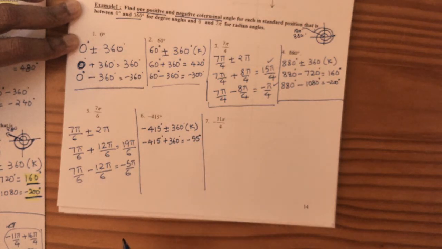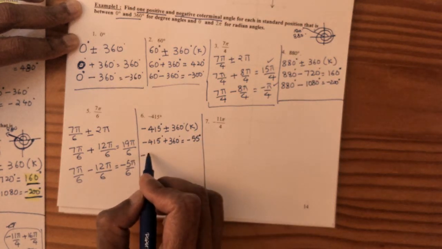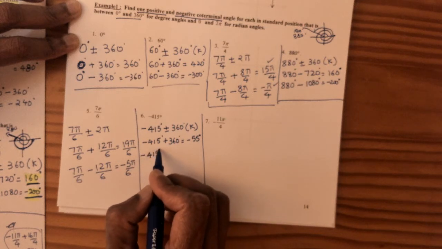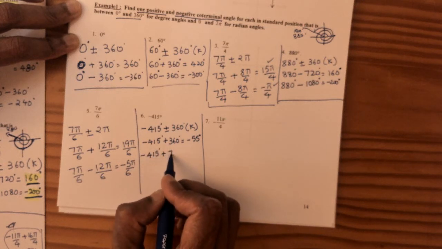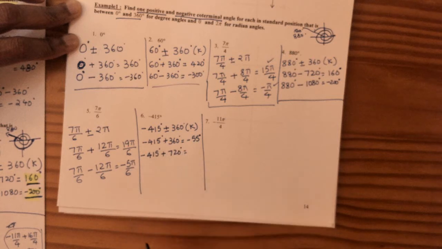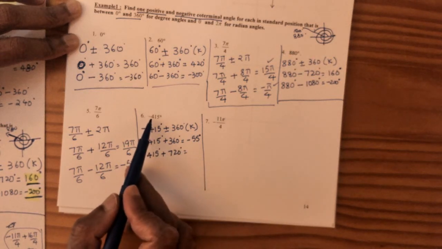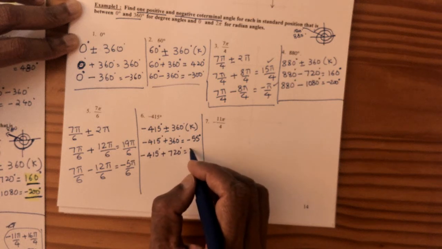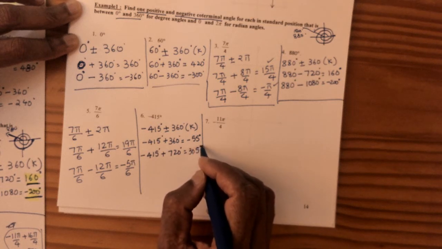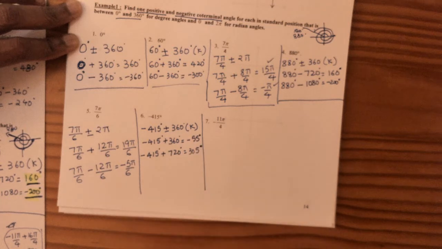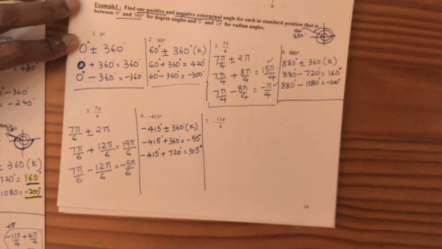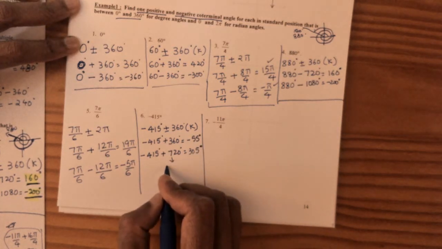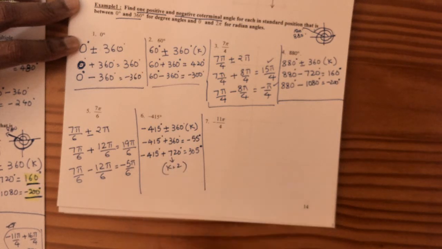So how do I get a positive? What if I do negative 415 plus 720? I make k to be 2. These are things you have to play around with when the angle is negative or more than 360. And here I get 305 degrees. So this is my positive, this is my negative. Here I'm using k equals 2, and that's how I got that.